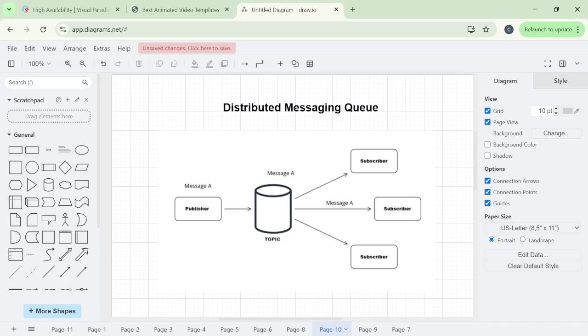Some systems also support publish or subscribe, or pub sub, models where messages are published to a topic and multiple subscribers consume them independently. Perfect for things like real-time analytics or multi-user notifications. Messaging queues are the circulatory system of modern microservice architecture. They move information efficiently, keeping components loosely coupled and making your system more robust and scalable.